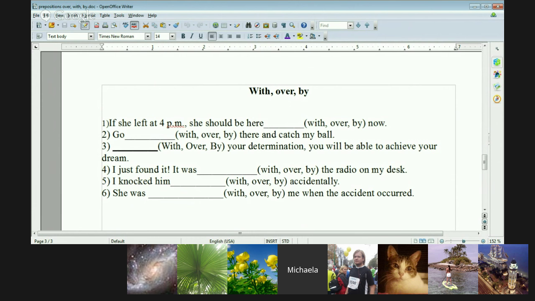All right. Kat Carolina, you're up next. I knock him, I don't know, with accidentally. Yeah. So what did you put there? With? Not quite. I don't know, teacher. By? Nope. Over. Yeah. The last one. So this one is using over in the sense of a downward direction. I knocked him over, meaning he fell down. Over. Wow.